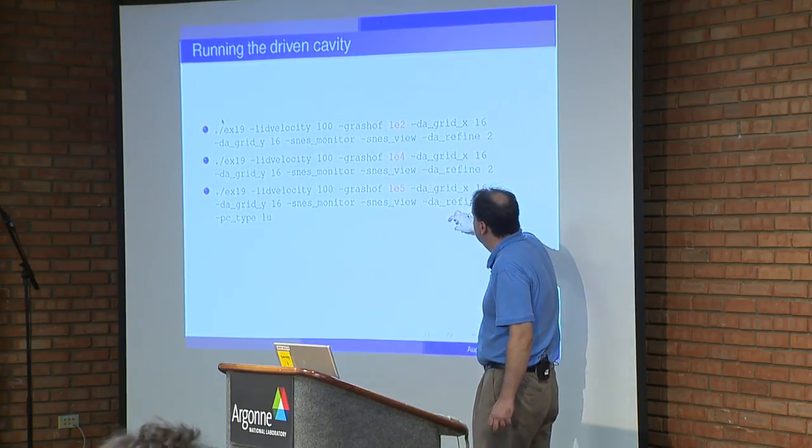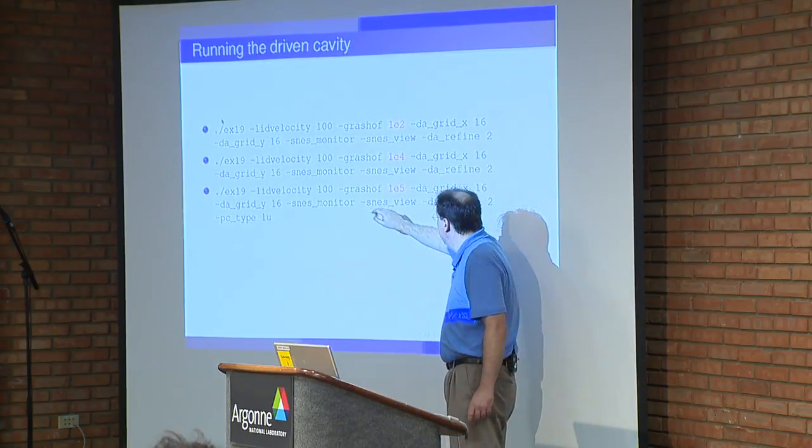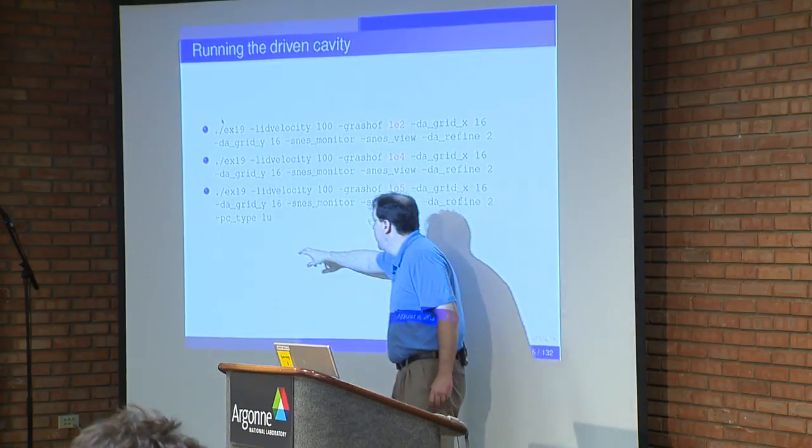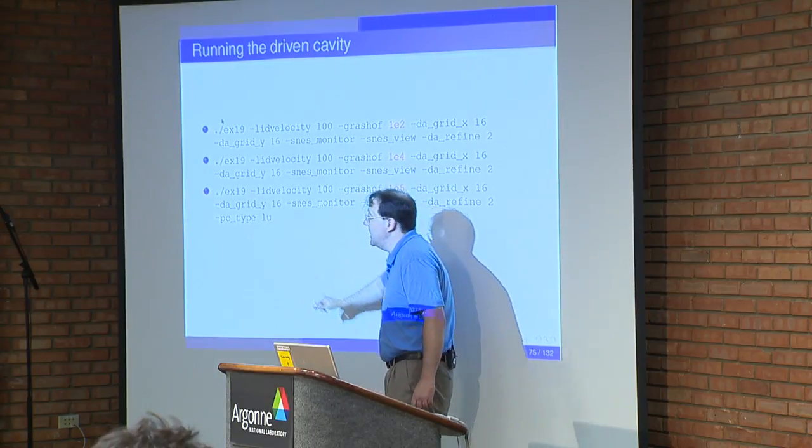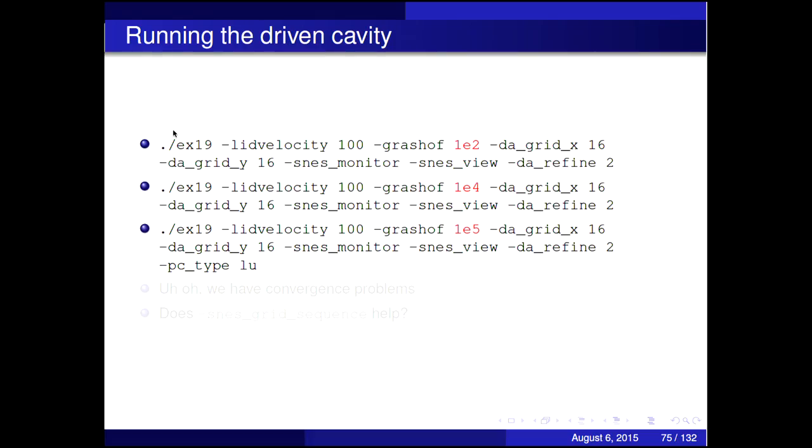Here we're, again, turning on the monitoring. We're choosing a preconditioner type of LU. So we're saying use a direct solver as our linear solver without having to change the code at all.